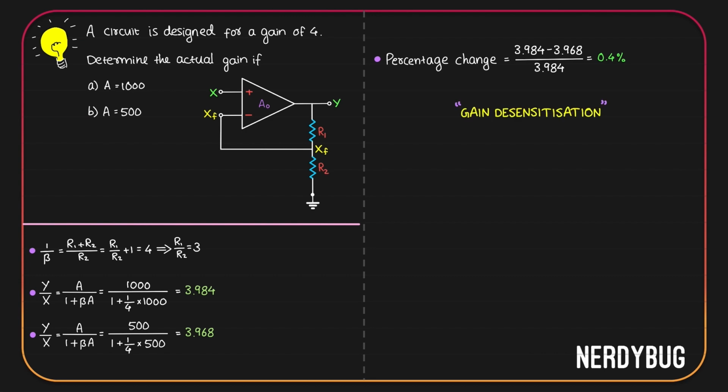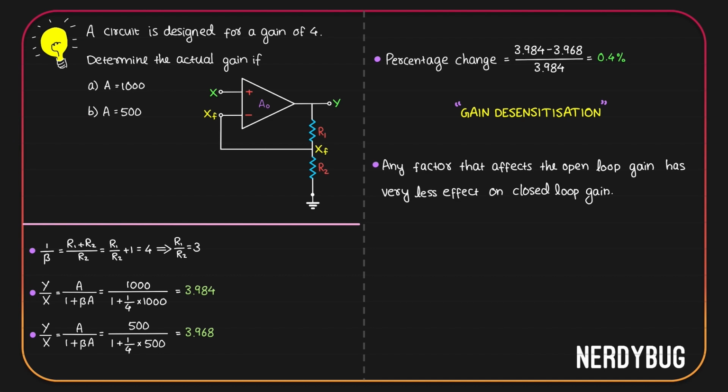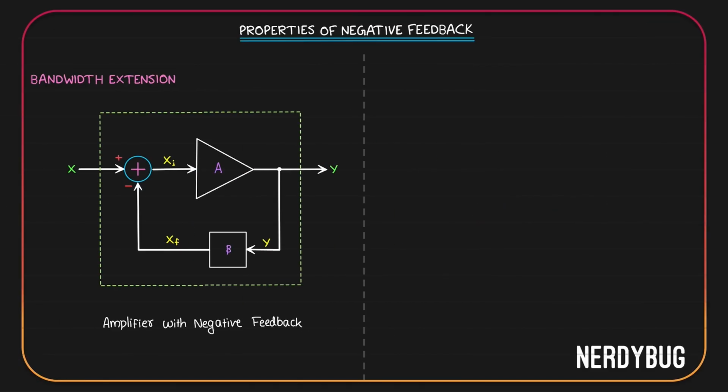This is called gain desensitization. Gain has become so much less sensitive to factors that affect open loop gain. Any factor that affects the open loop gain has very less effect on the closed loop gain. Let us now understand how negative feedback will help an amplifier to extend its bandwidth.